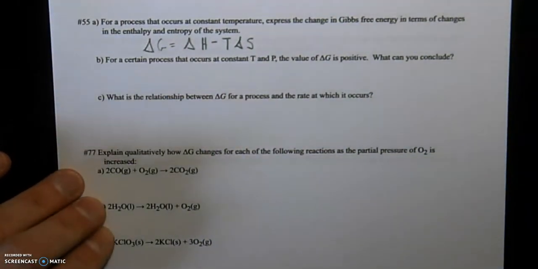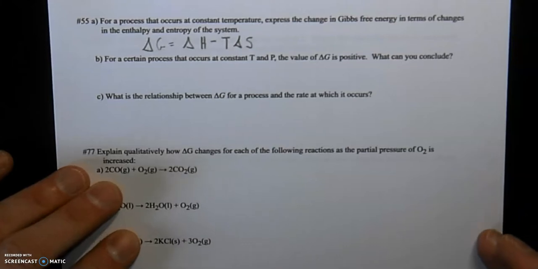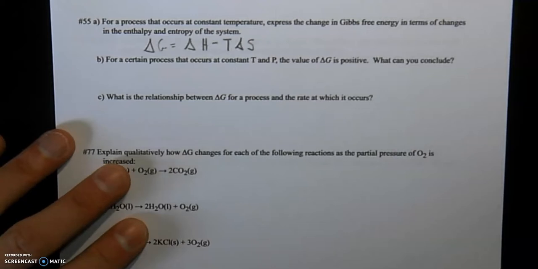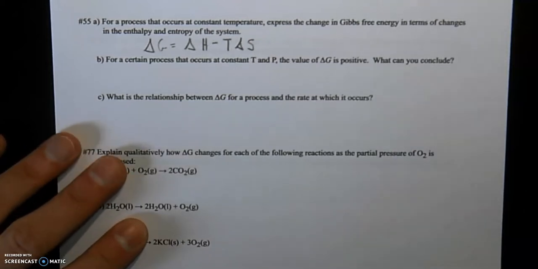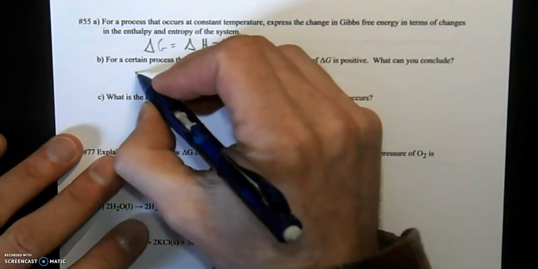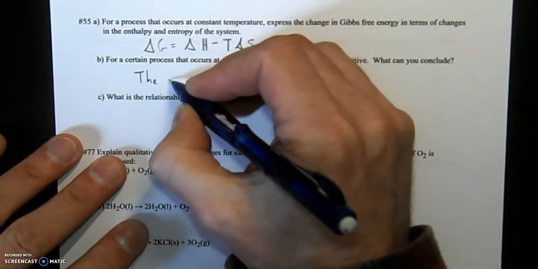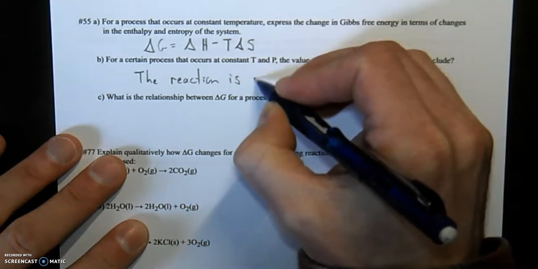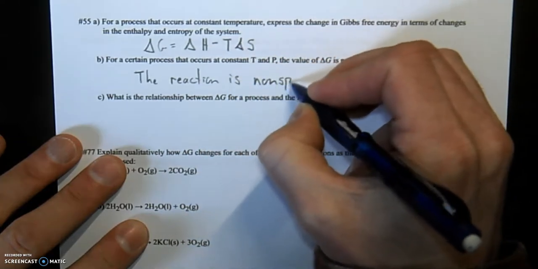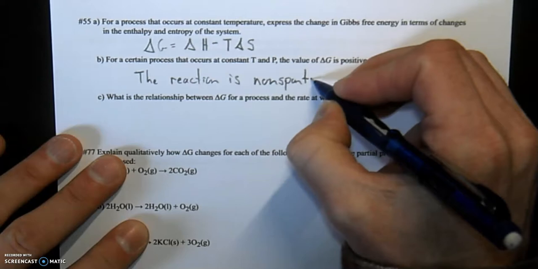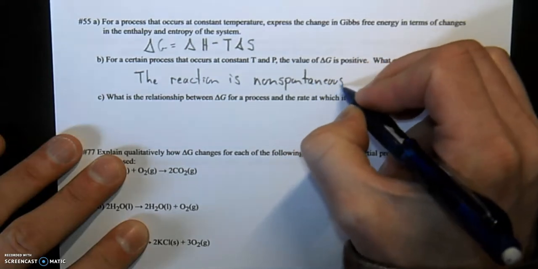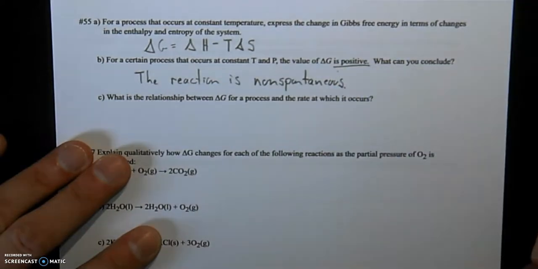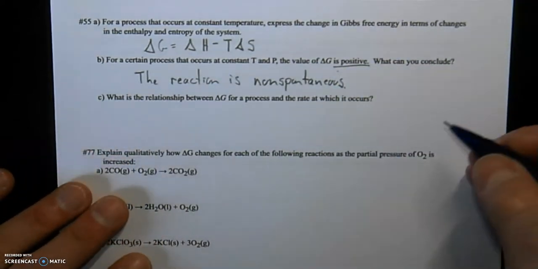And looking at part B, for a certain process that occurs at a constant temperature and pressure, the value of delta G is positive. What does that mean? Well, I think it means the reaction is non-spontaneous. And again, it's non-spontaneous in the forward direction. If it's going to be positive, it's non-spontaneous in the forward direction. Let's look at part C.